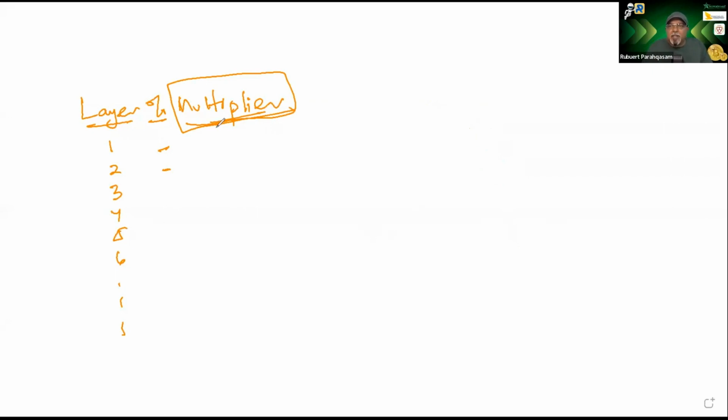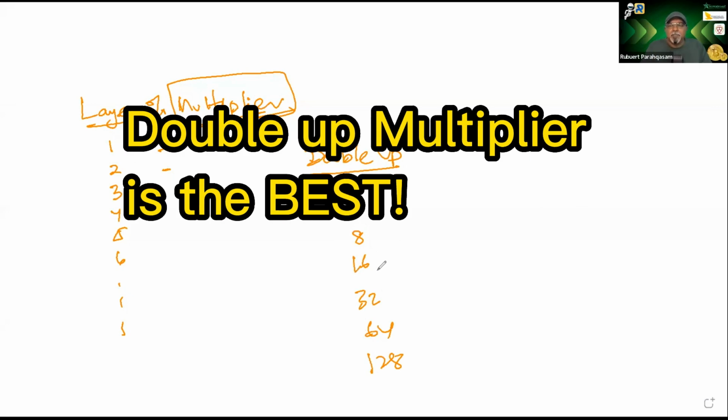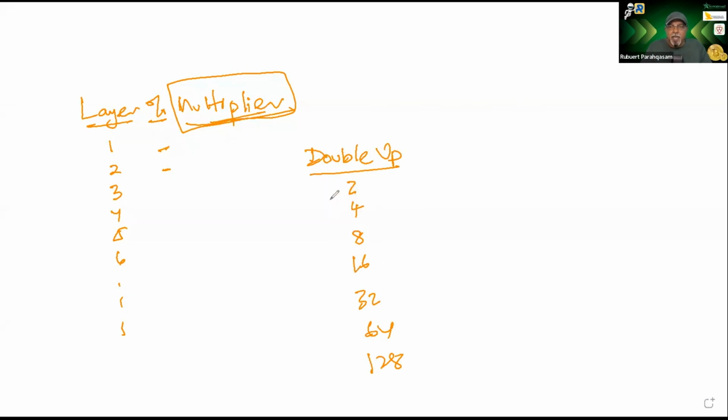The best possible multiplier, I have tested this so many times, we call it the double up. Double up is the best. That means your layer 1 is 2, then it's 4, then it's 8, then it's 16, then it's 32, then it's 64, then it's 128. Double up is supreme. You can never beat the double up. Every time you're buying more and more, you're doubling it up. Your floating loss will be very close to the current price.